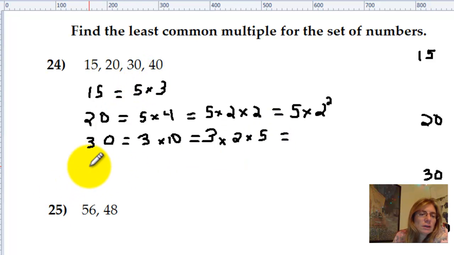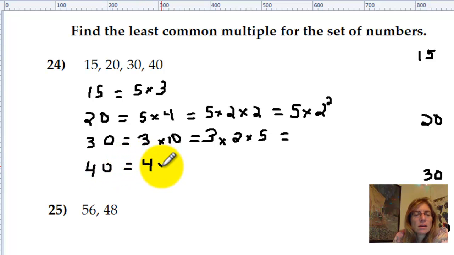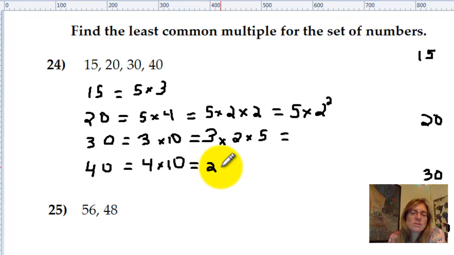And 40, let's do the prime factorization of 40, which we know is 4 times 10. Goodness, there are no prime numbers there, so we have to break them both apart. So let's take the 4 and make it 2 times 2.